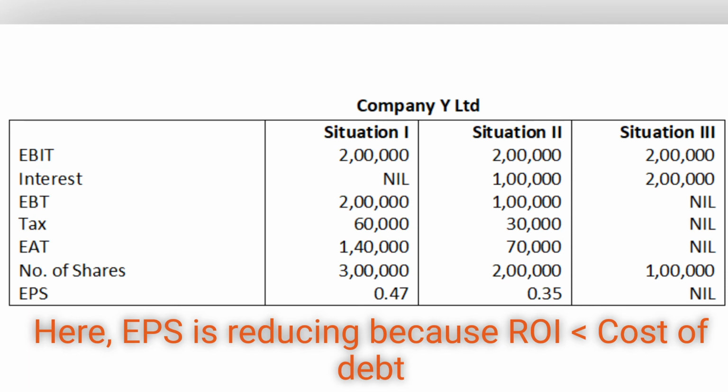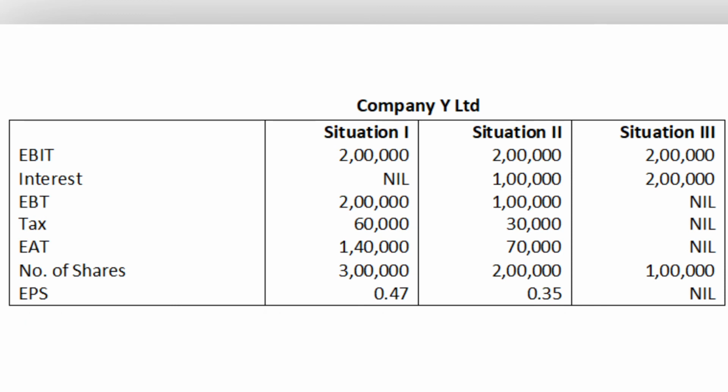Students, cost of debt is 10%. Cost of debt means what interest you are paying to debt holders, debenture holders or the lenders. What interest you are paying them. So rate of interest, or you can say cost of debt, is 10%.